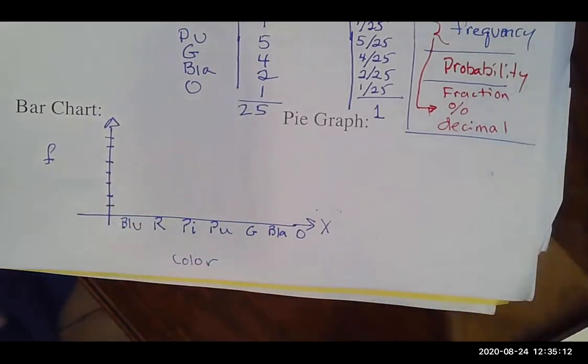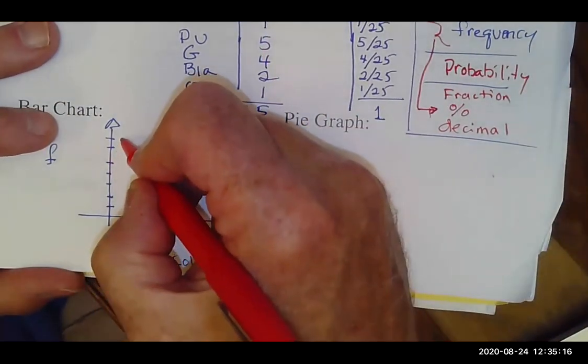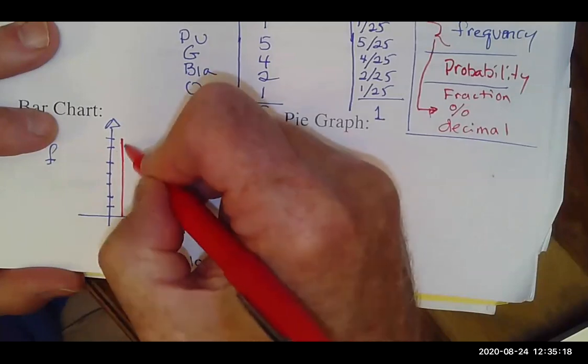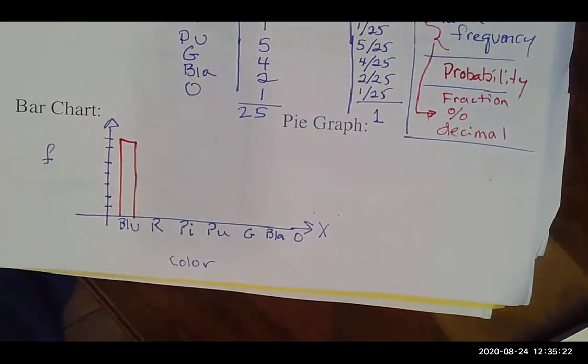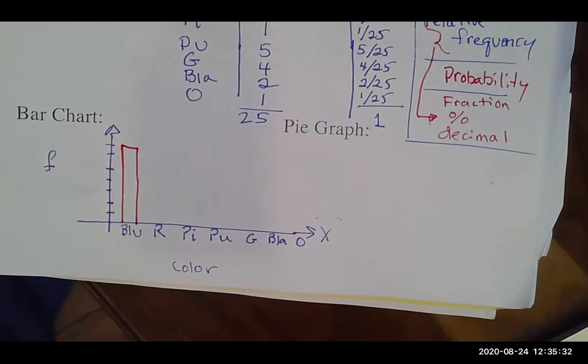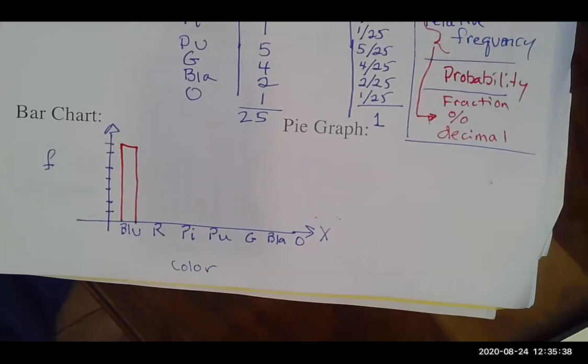Here's what you do. Blue, okay, there's 7 of them. You're going to make a rectangular bar. Now for homework, I'm okay with you freehanding it. It doesn't have to be a ruler, straight edge, things like that. If you're familiar with Microsoft Excel or something, those computer programs will just make them for you. You have to know how to set it up, but it'll make the bar graphs for you.